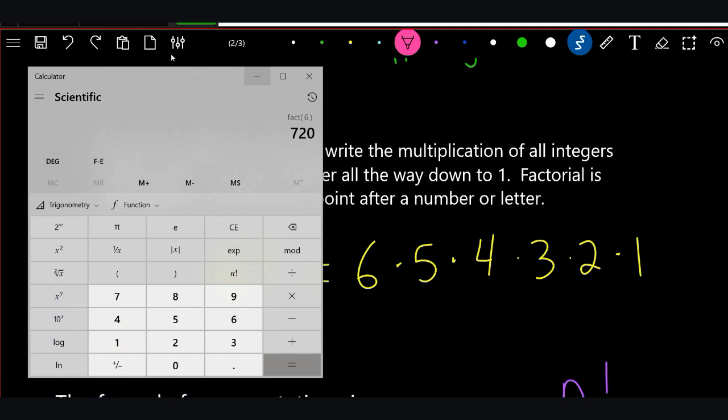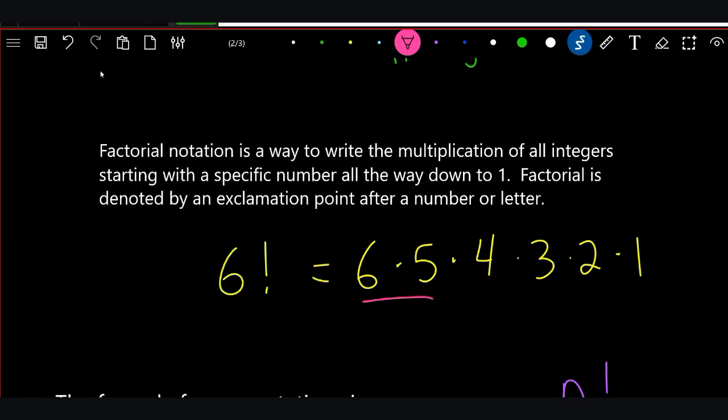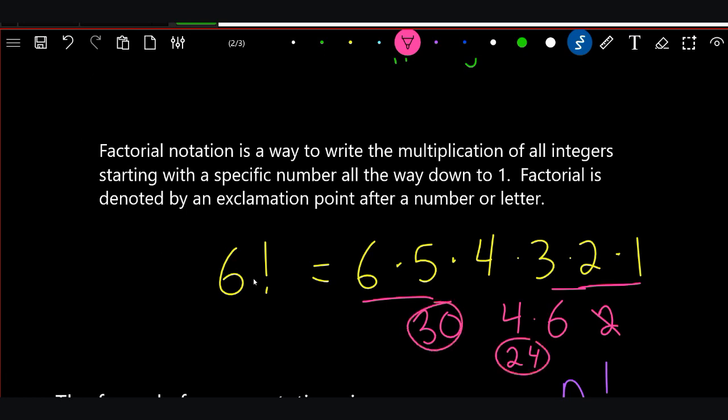Okay, let's verify that and make sure that button actually worked. So we'll just go back over here. And what is 6 times 5? Well, 6 times 5 is 30. We could do this: 2 times 1 is 2. 2 times 3 is 6. 6 times 4 is 24. Okay, so we end up with 24 times 30.